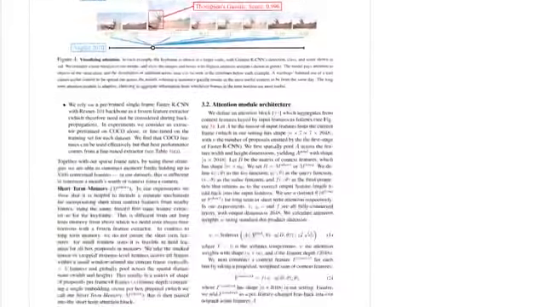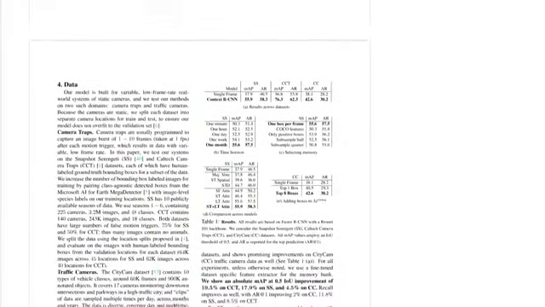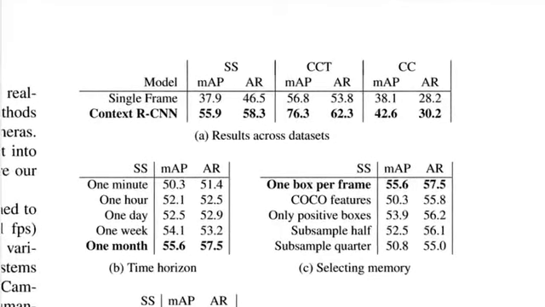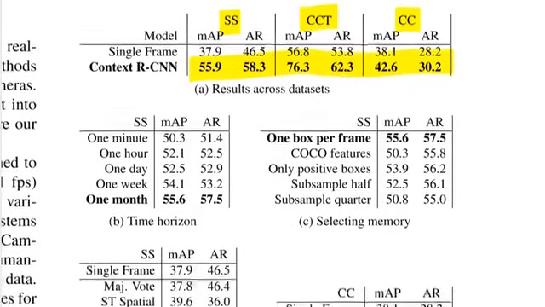So when they do this, they do outperform the current or the single frame baselines by quite a bit. So this SS and this CCT are these wildlife data sets, whereas this CC, I think this is the City Cam, is a street data set. As you can see, they do outperform the single frame baseline by quite a bit.